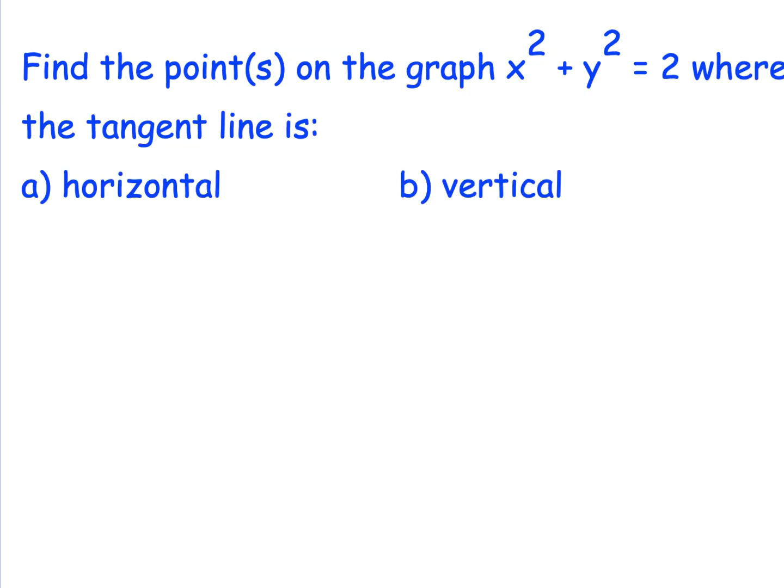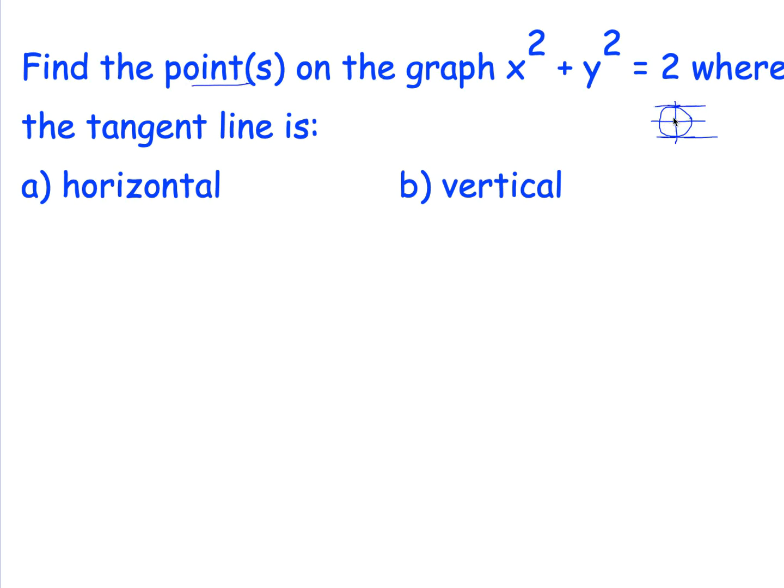Find the points on the graph x squared plus y squared equals 2 where the tangent line is horizontal or the tangent line is vertical. Well, once again, having a good understanding of what this graph looks like is going to make this really easy for us. When is the tangent line horizontal? Well, it's horizontal up here and down here. What points are those? Find the points.